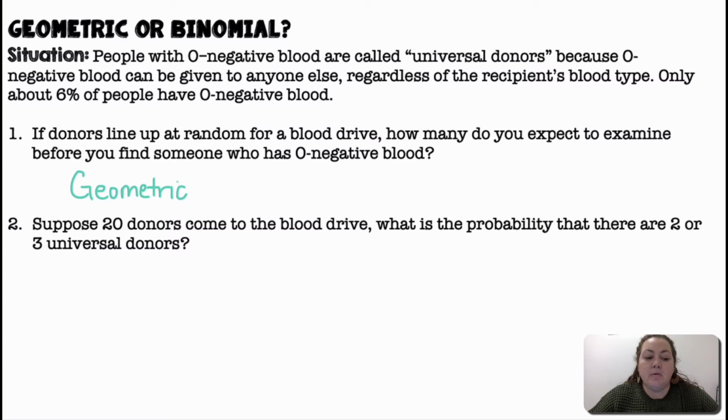All right, the next one, suppose 20 donors come to the blood drive. What is the probability that there are 2 or 3 universal donors? This time I have a set number of trials, 20, so this one would be binomial.